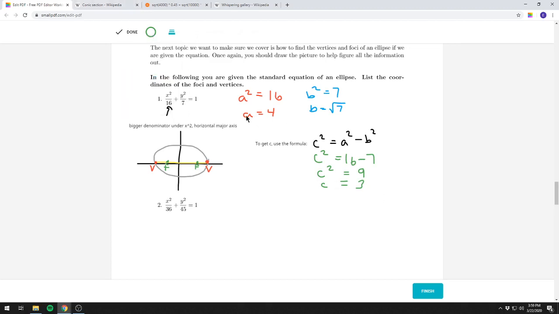Now you have what a and c are, so we know this vertex is 4 and 4 away. We know the foci are 3 and 3 away. We actually want to write them out as coordinate pairs because they are points on the graph. Okay. So the vertices as coordinates.